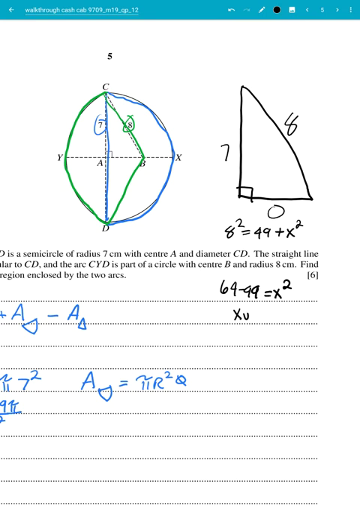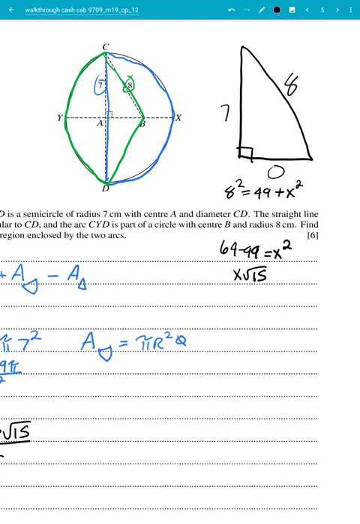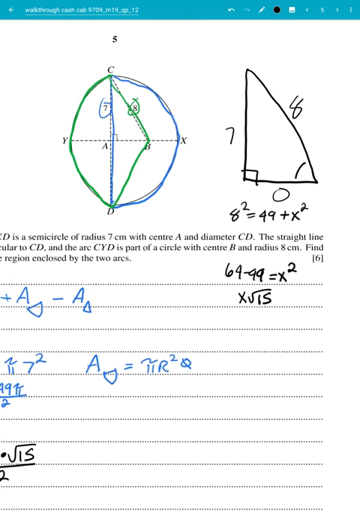Gives you x as the square root of 15. So we could write the area of the triangle then. So the area of the triangle is 14 times square root of 15 all over 2. And now we just have to figure out what theta is.